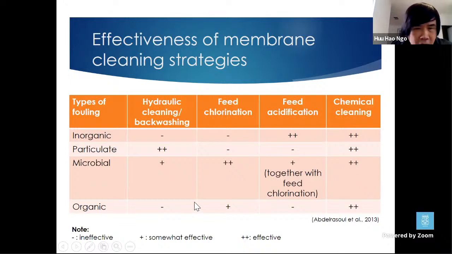All right, so with this kind of thing, we have to treat the biofouling. Not easy, not easy. Organic fouling is easy. For organic, we just use chlorination or chemical cleaning. It should be okay.